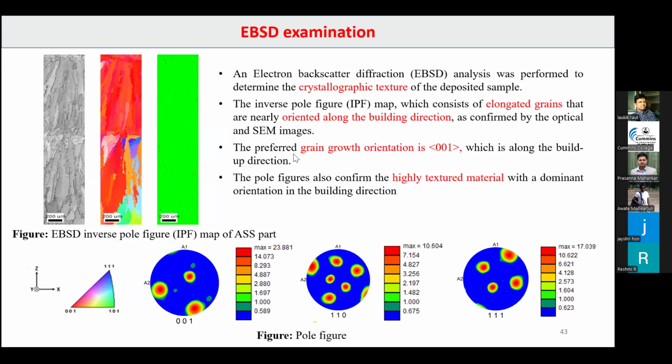Here we can conclude that the preferred grain growth orientation is 001. They are oriented only in one direction. So this is a highly textured material, and the texture is along the deposition direction. Here also, from this pole figure, the 001 maximum is 23.881. From this also we can conclude that the texture is along 001. So the orientation is along 001, and this is a highly textured material.